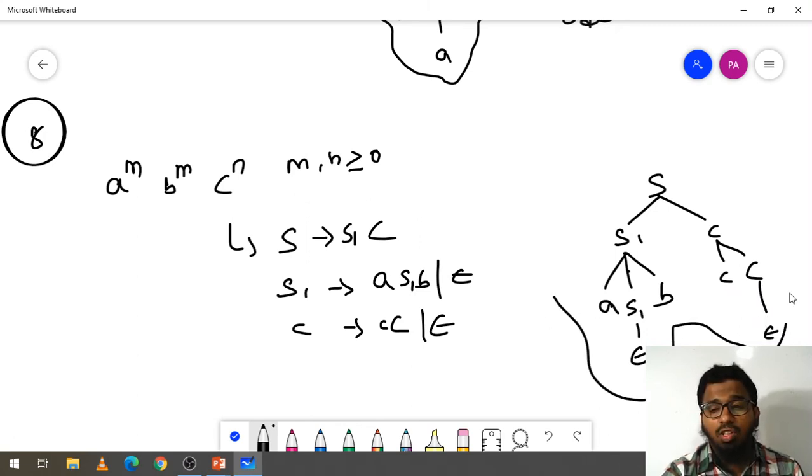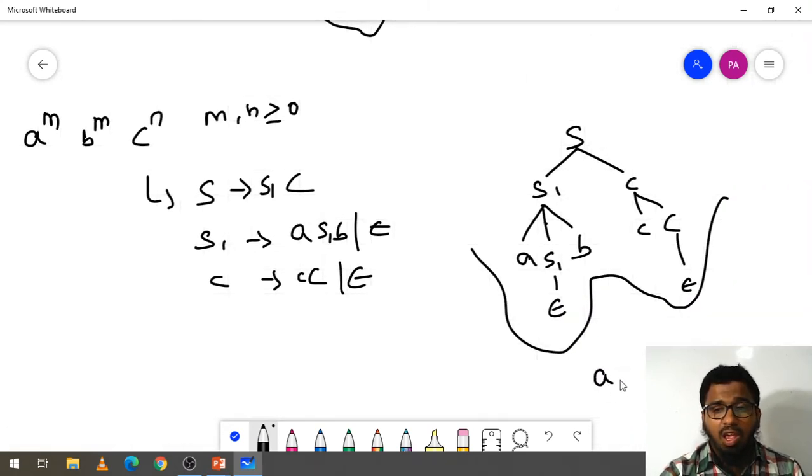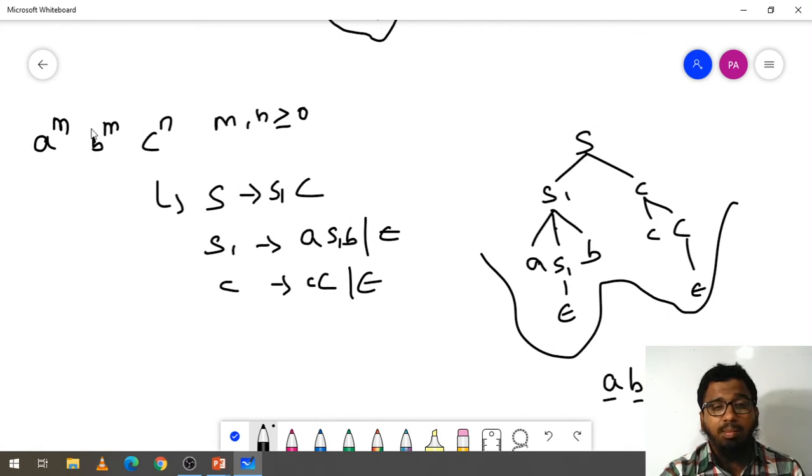So what is the answer for this? Answer for this is A, B, C. Okay, A, B are equal, as it is telling M is A and B. C is any one, meaning greater than or equal to 0. So that should be any one, or directly you can take epsilon here. So this is the complete CFL to CFG.